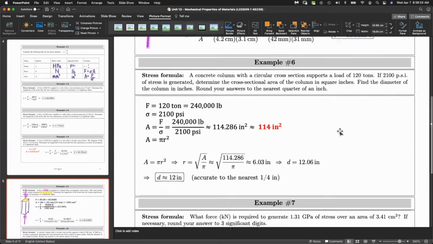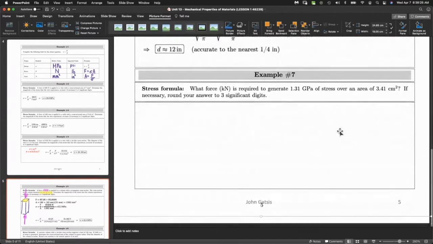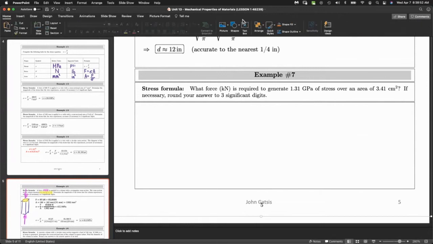Example 7. I think we're good to go now. It says here, what is the kilonewtons of force required to generate 1.31 gigapascal? So that's even more than mega. 1,000 megapascals is a gigapascal. And the area is given in centimeters squared. So as far as you're concerned, it's a metric system, but the units are all screwed up, and you have to fix them because the units need to be in the more orthodox presentation. So let's go over here and navigate through that.